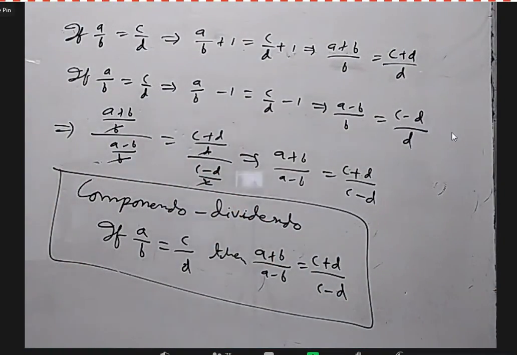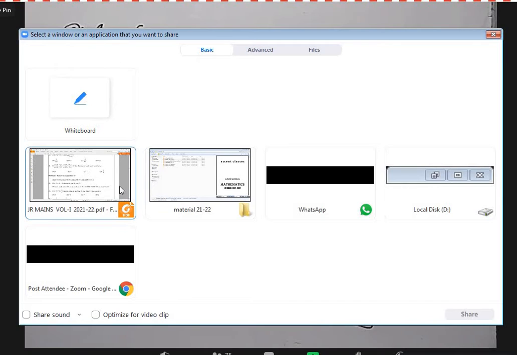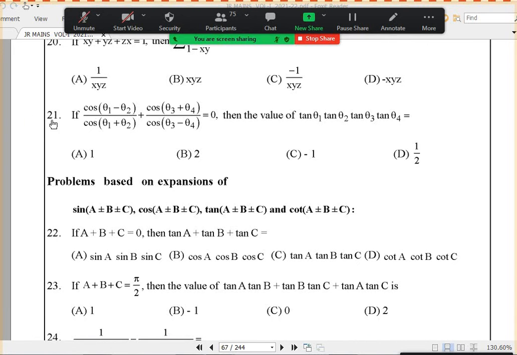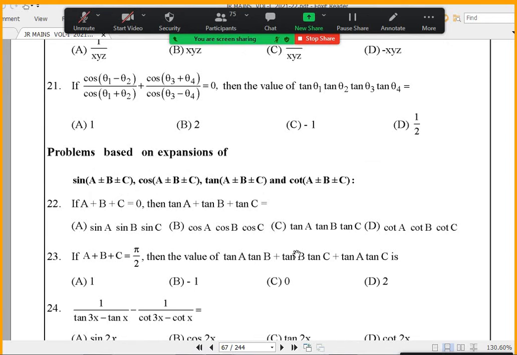Sir, can you give one example of how we will use this in trigonometry? Well, the next question that is going to come, I'm going to use it anyway. In question 21, I'll use it, and later on in IP also quite a few questions, and even later on somewhere here also it will be used.